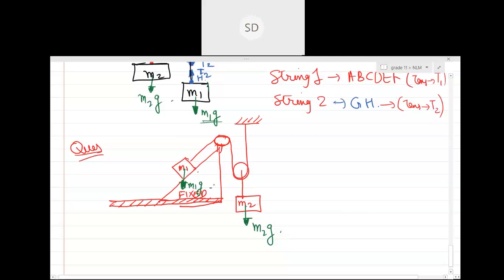Is M2 in contact with any surface? Or is M2 just hanging in air with the help of a string? Is M2, this block, in contact with any surface? Or is it just hanging in air with the help of the string? Can you imagine the whole thing in place in front of you?